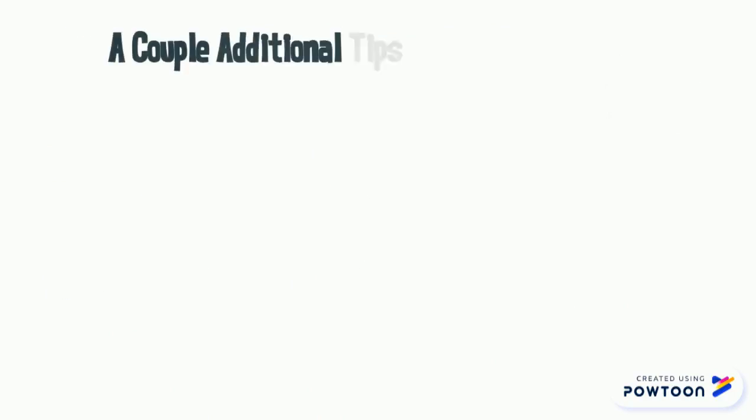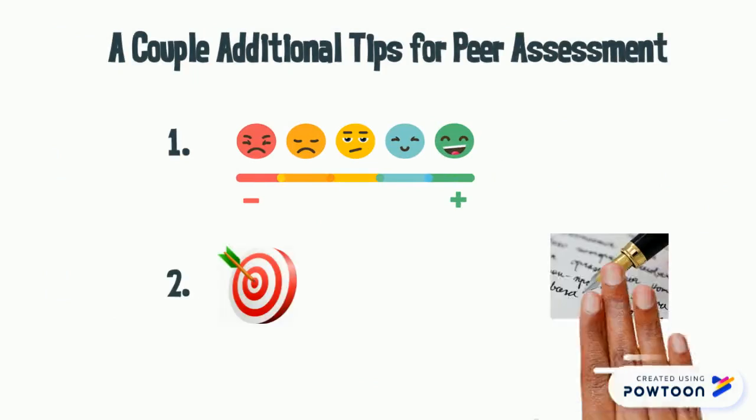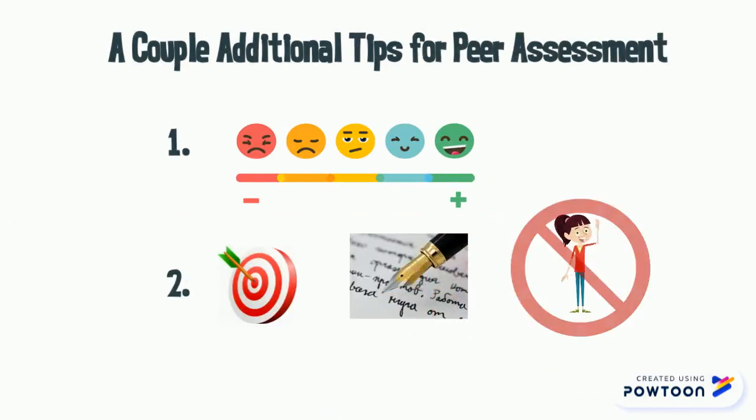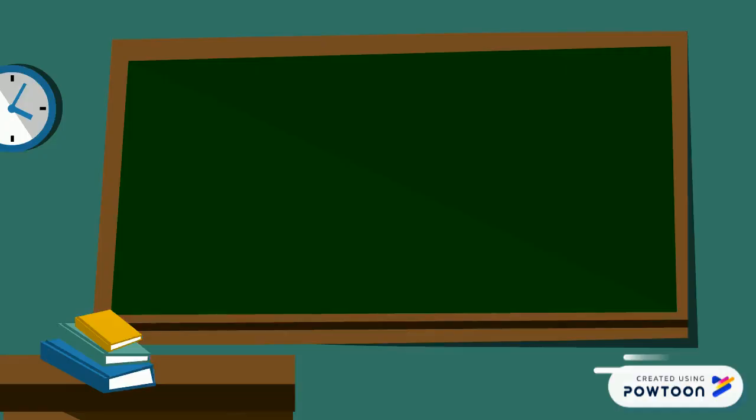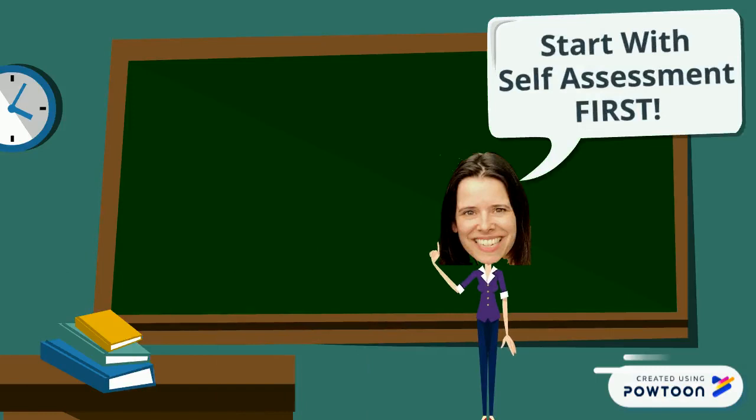In addition to the tips mentioned for self-assessment, it's important during peer assessment to make sure it's an emotionally safe environment where students assess the work, not the students. Start with self-assessment first. Choose a concept or skill students know well, and then have them develop the criteria for it.